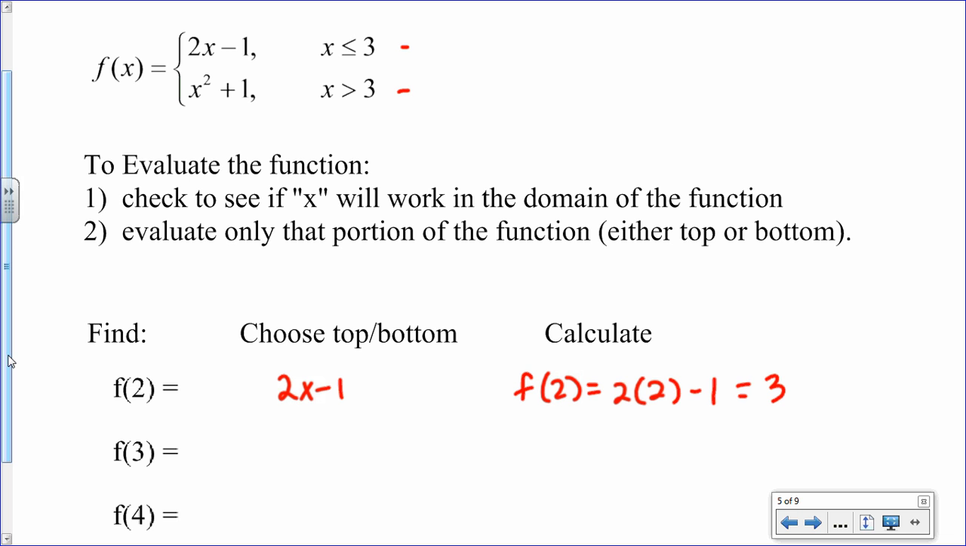What about f of 3? So what about when x is 3? I have less than or equal to 3 for the top and greater than 3 for the bottom. So is 3 less than or equal to 3 or greater than 3? It's less than or equal to because it's equal to. So will I use the top or the bottom? The top.